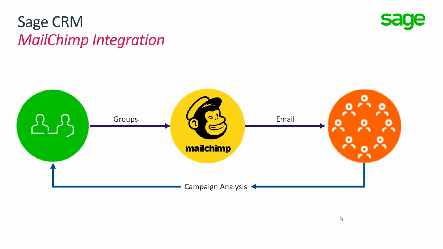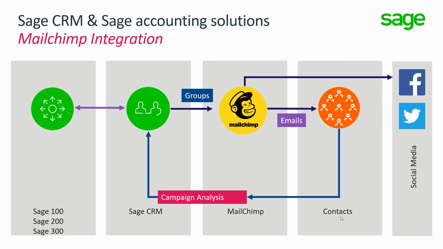And you can then further segment the lists and groups in Sage CRM based on the responses so that you can create further campaigns. Now, Sage CRM exists in an integrated environment. You can create groups of contacts in Sage CRM that will be sent to Mailchimp from your own accounting system information. And that can lead to not just email campaigns being sent, but also driving out social media campaigns to Facebook, to Instagram, and to Twitter to reach an even wider audience.